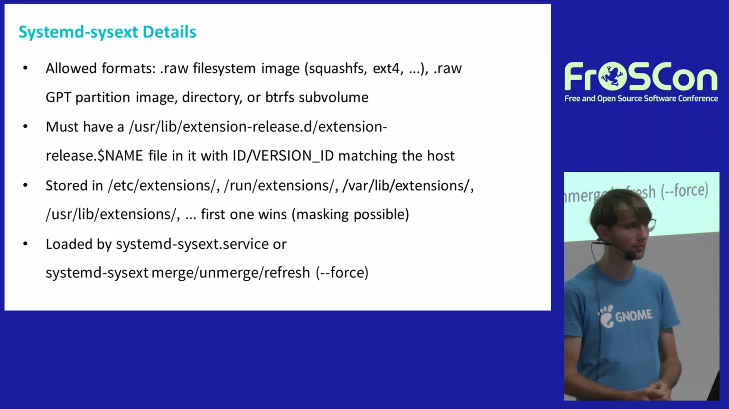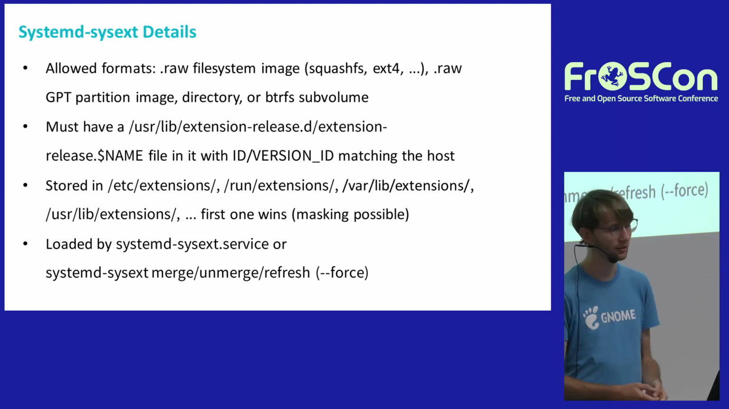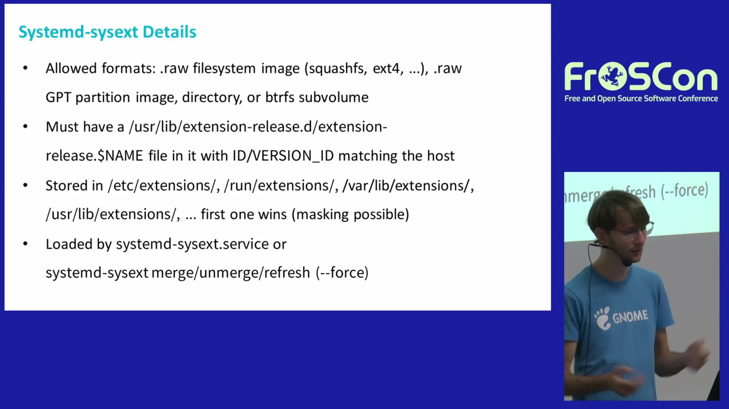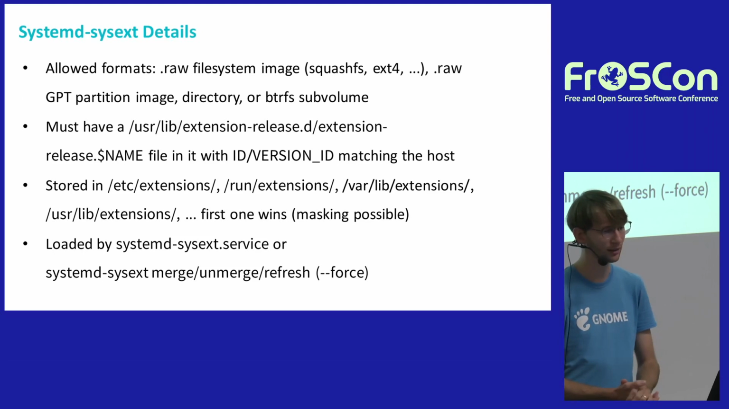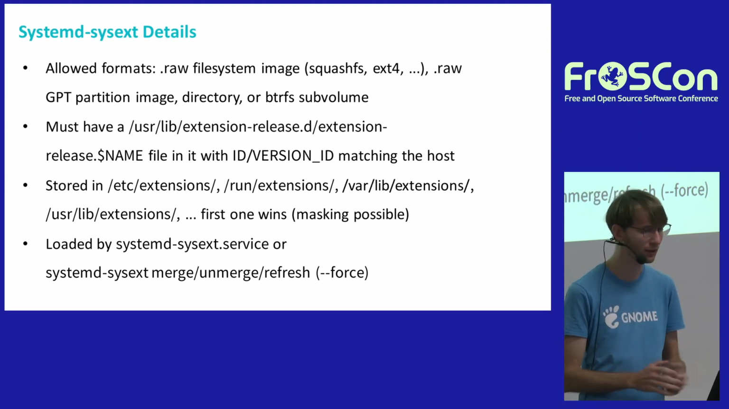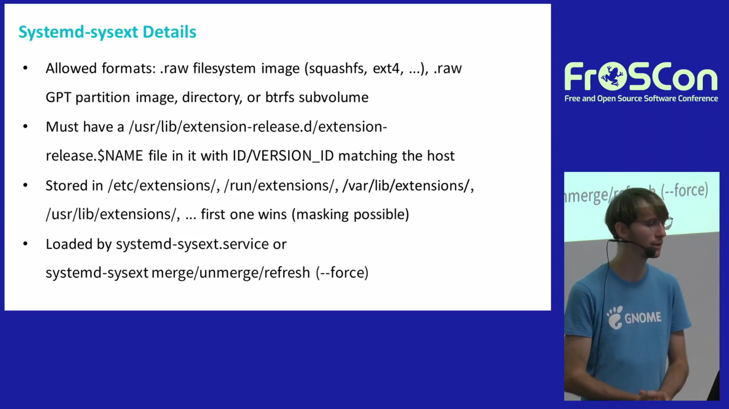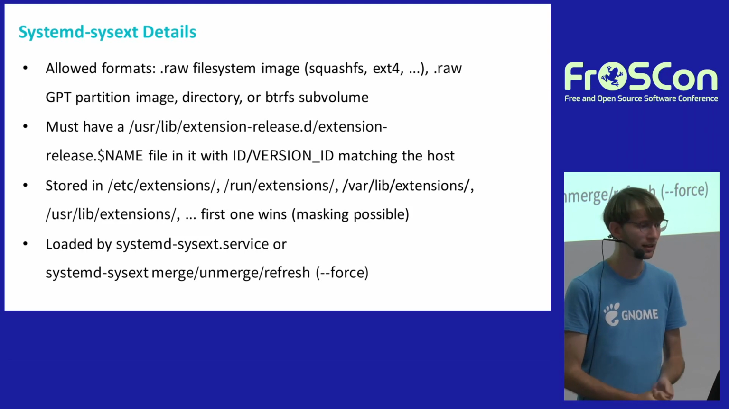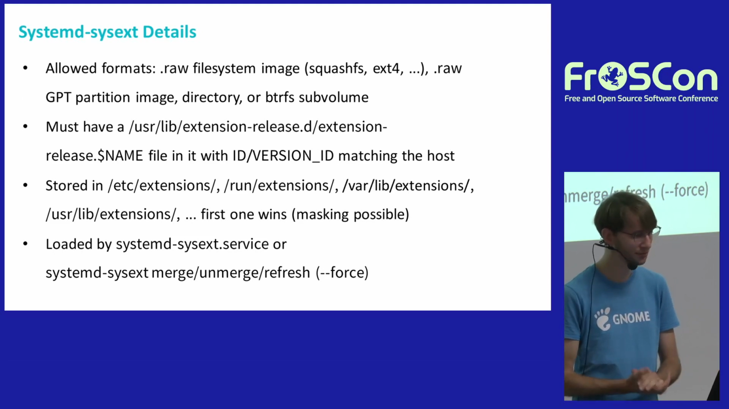And maybe that confused you a bit, so more in detail again from the start. What are the allowed formats? It's a .raw file with a file system image inside. It could be, for example, squashfs or ext4, btrfs, whatever. Or it is a .raw file that has the GPT partition image inside. So you can have, for example, multiple different variants of the sysext, and it gets auto-discovered which one should be used for your architecture.